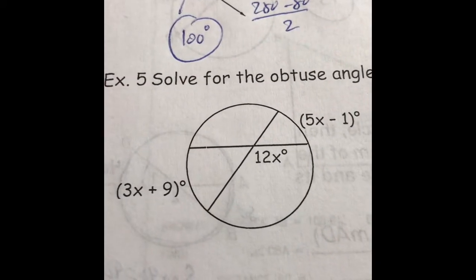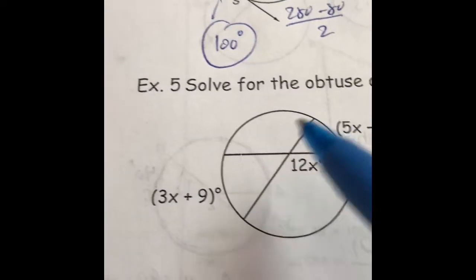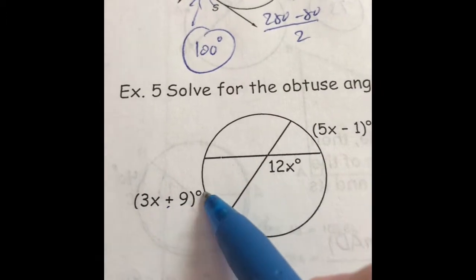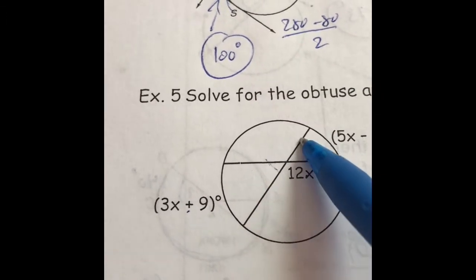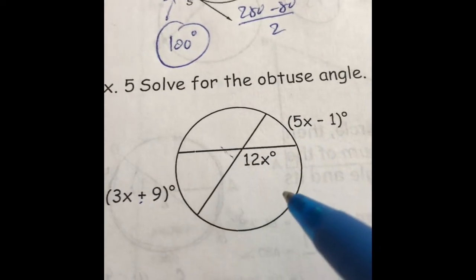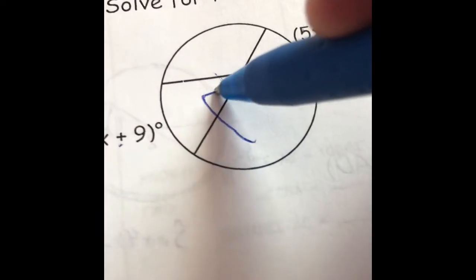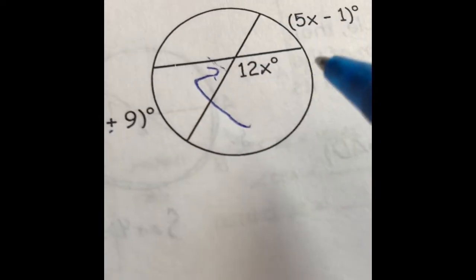So in this example, I need to figure out what x is. The only problem is that the two arcs that I have are the two arcs for these two angles, not the 12x. So this is probably the best way to do this. I can figure out what this angle is.